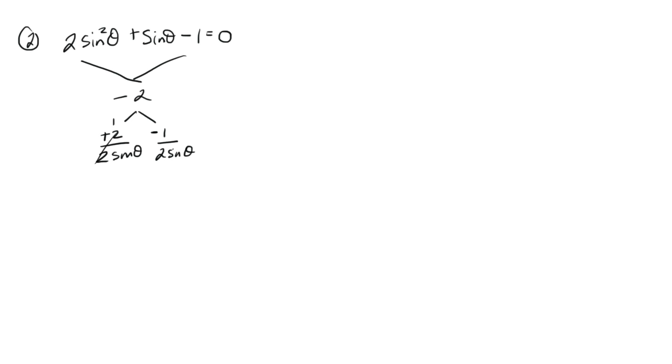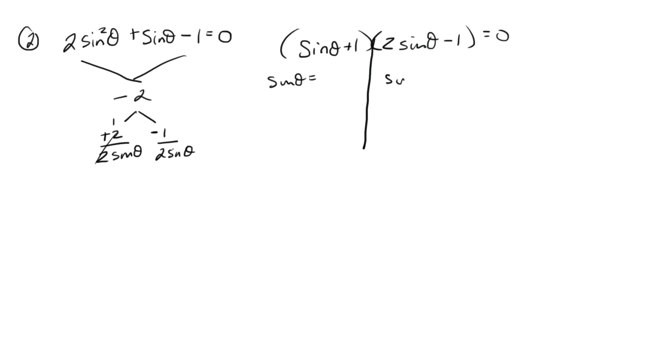So I come up with sine of theta plus 1 and 2 sine theta minus 1. That's what I get. And then this is set to 0, and we're going to split it apart, and we'll solve each side. So see what you get. Hopefully we have -1 and +1/2.